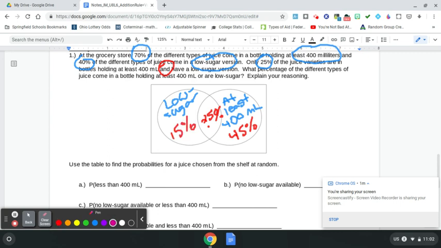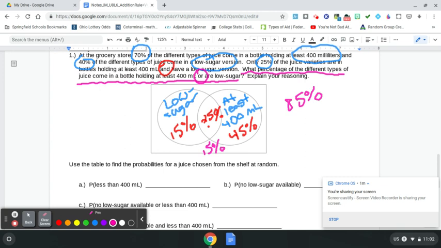To officially answer the question they were looking for, what percentage of the different types come in 400 milliliters or are low sugar? Well, or is anything inside a bubble, so we added 15 plus 25 plus 45, and that officially was 85%. The part that I think we forgot is if everything inside the bubble is 85%, that means everything outside of the bubble is 15%. So please make sure you add that to your diagram.